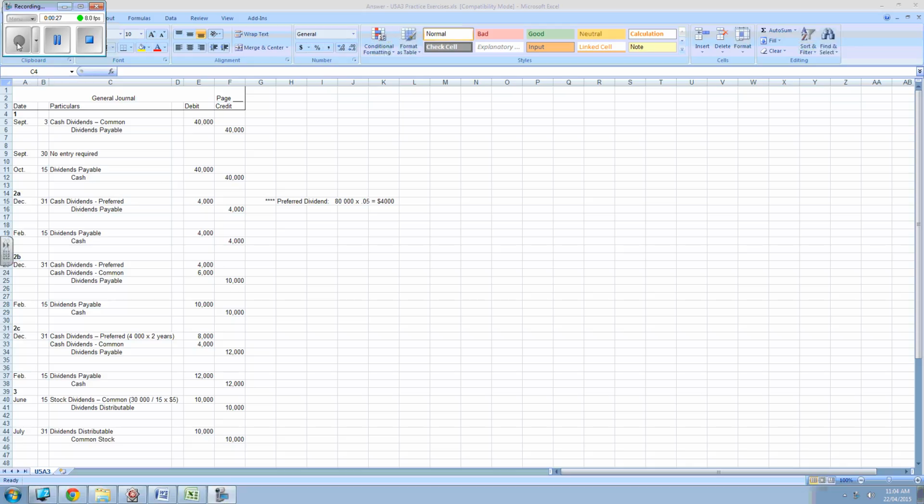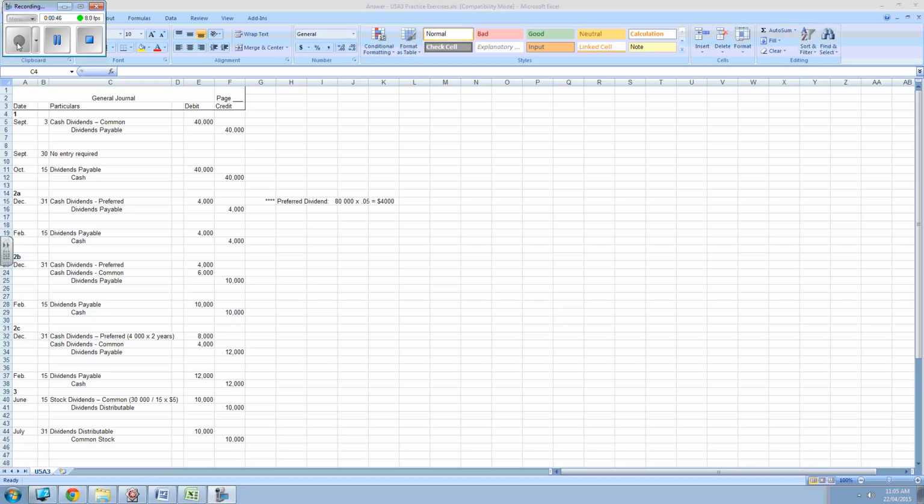On the 30th, all you're doing is checking to see who owns shares at that point, and so you don't have to record an entry. On the 15th, you actually pay the cash dividends. So you debit dividends payable to decrease, get rid of it, and credit cash.